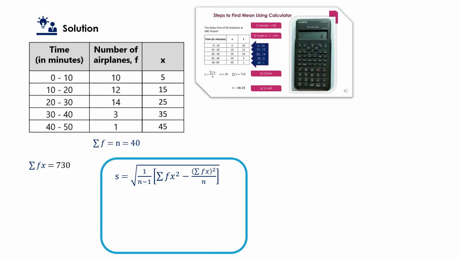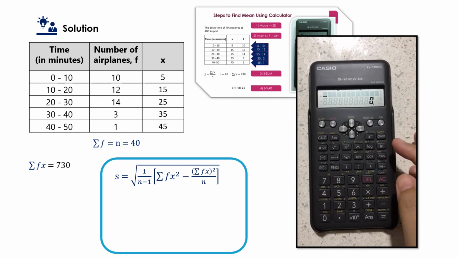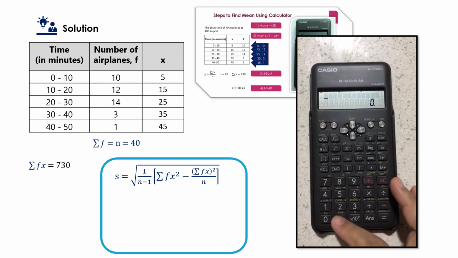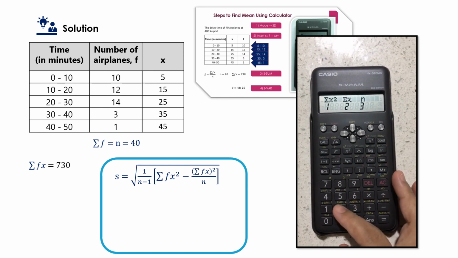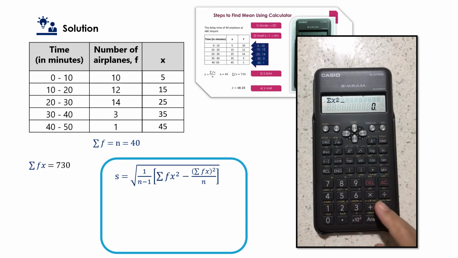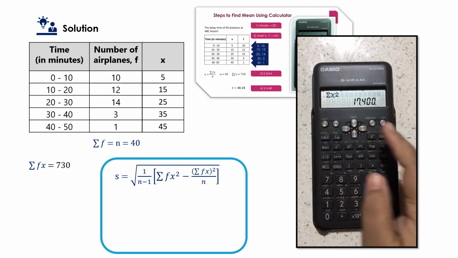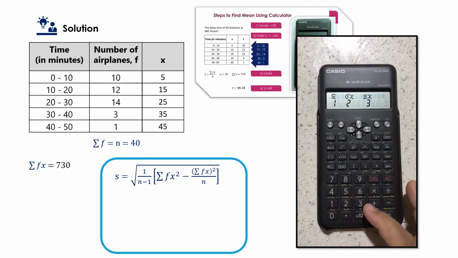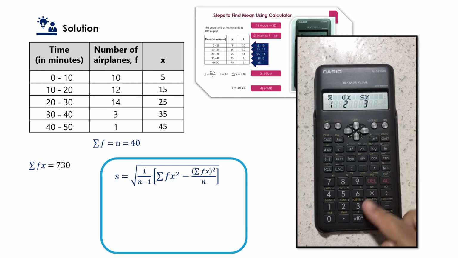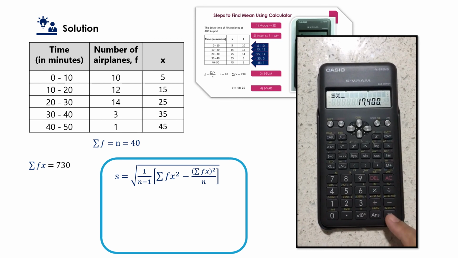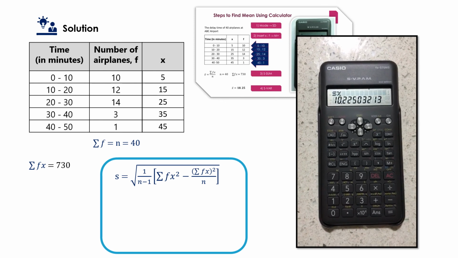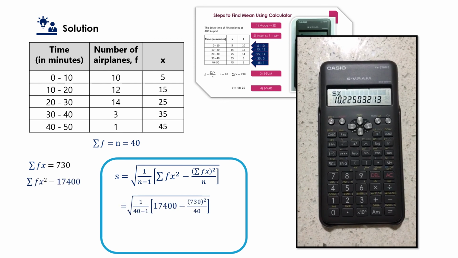Okay, so by using calculator, after you have substituted all data into the calculator, press shift and then 1 for sum, and then press 1 again for summation of fx squared, which is 17,400. And then for standard deviation, press shift 2 and then press 3 for standard deviation. So standard deviation is equals to 10.23 or 10.23 minutes.